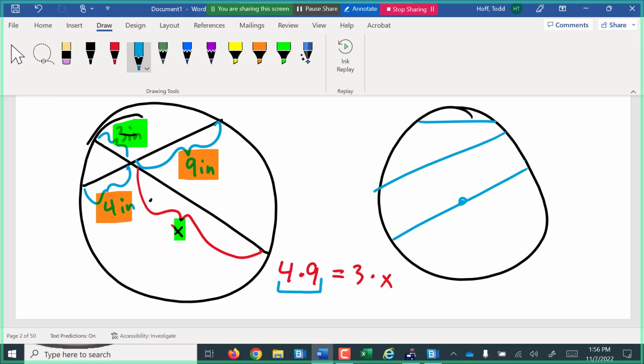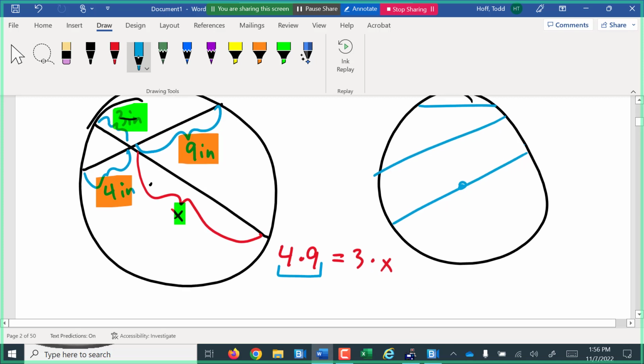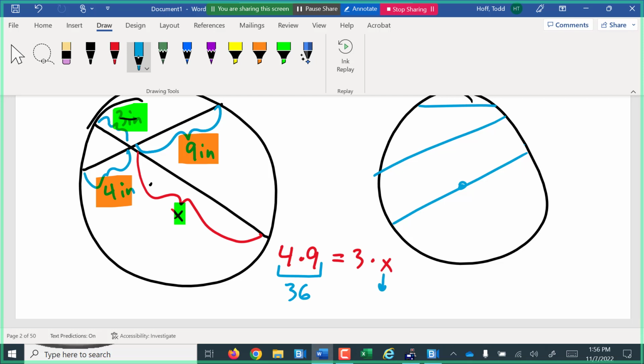Well, what is 4 times 9? 36. So what does x have to be so that 3 times x equals 36? 12. Very good. So this has to be 12 inches.